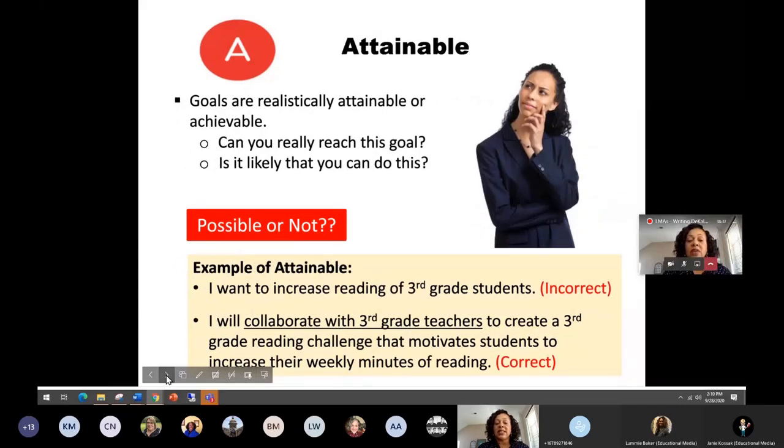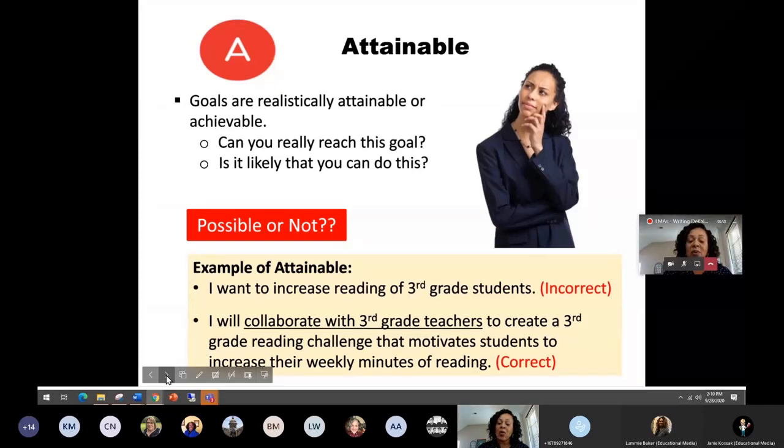The third letter is A for attainable. Goals are realistically achieved or attained. Can you reach this goal? Is this something that is possible for you to do? Is it likely that this goal could be reached?